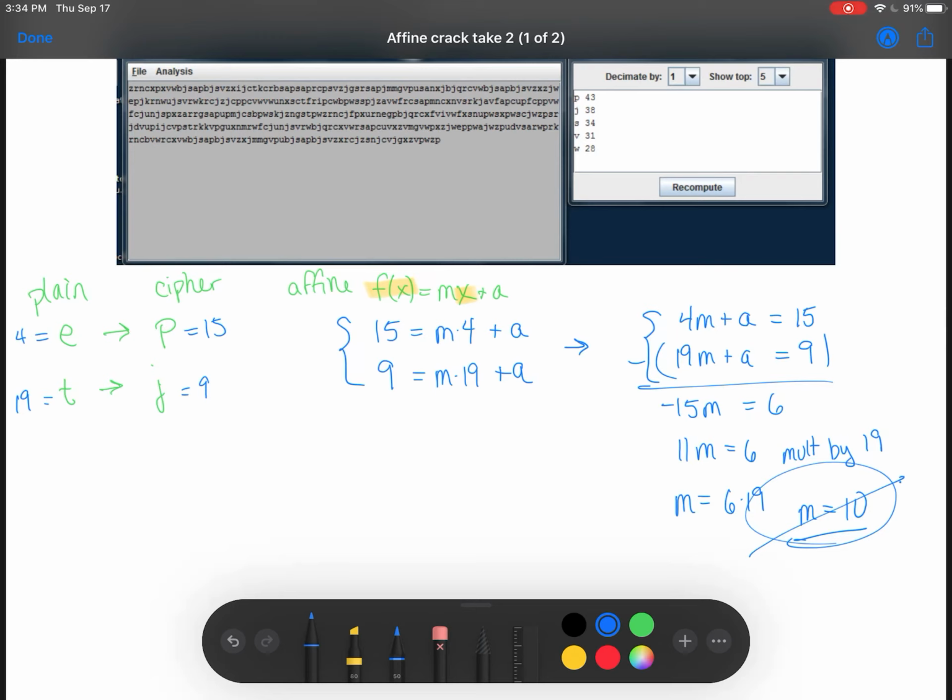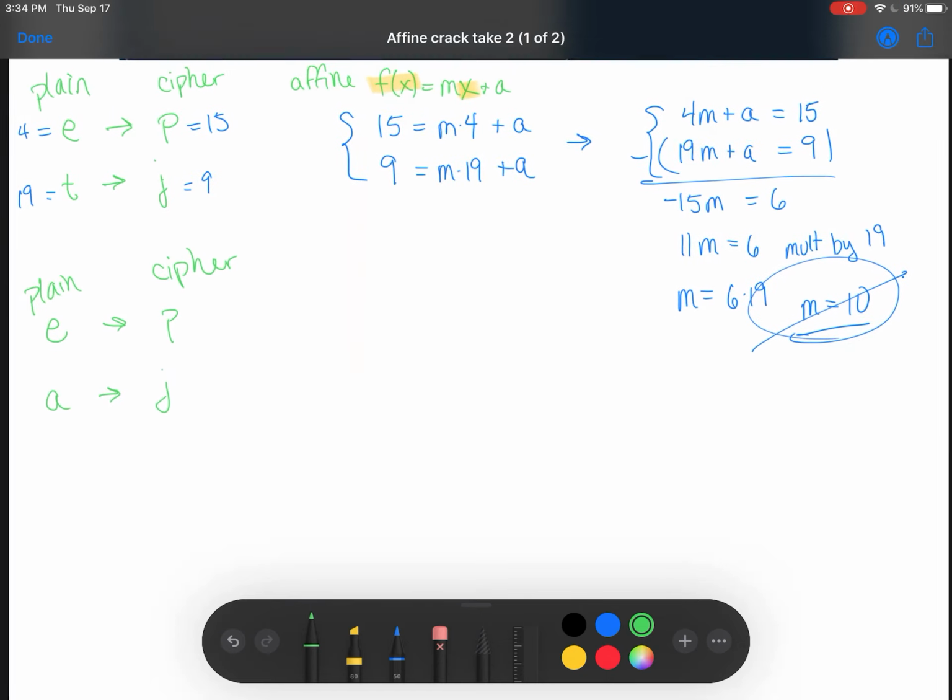So let's make another guess, right? Let's see, the plaintext letter and cipher. We know that the most common ciphertext letters are P and J. So if it wasn't the case that E was the first most common and T was the second most common, maybe E was the first most common and A was the second most common. Again, this is just a guess. We have to try some things and see what works out. Clearly our first guess did not work out.